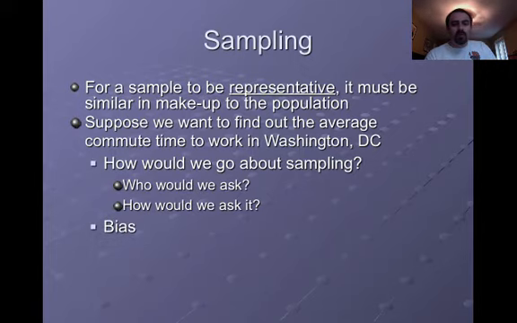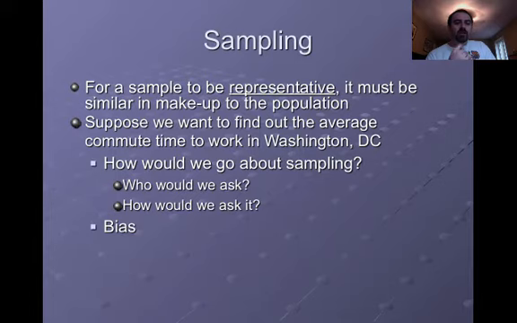And the last thing I want to say here is, how do we know we've done a good job? The whole point is we were trying to figure out what the average commute time is. So at the end of the day, how do you know if you have a good sample if you don't know the answer to the question? Okay, it's an interesting question. We're going to come up with some ways to approach that.